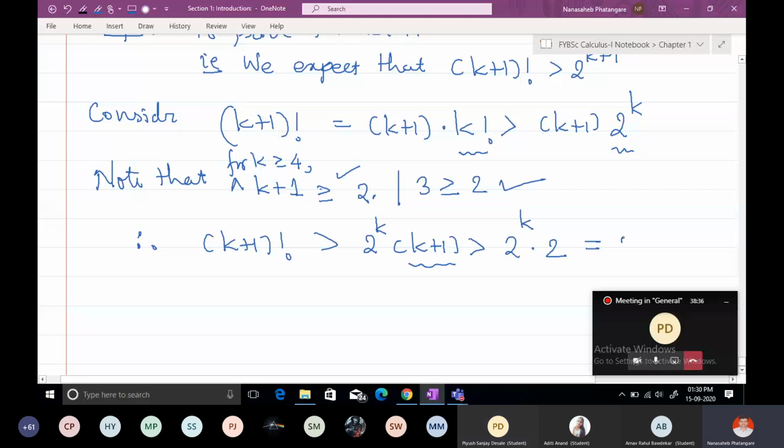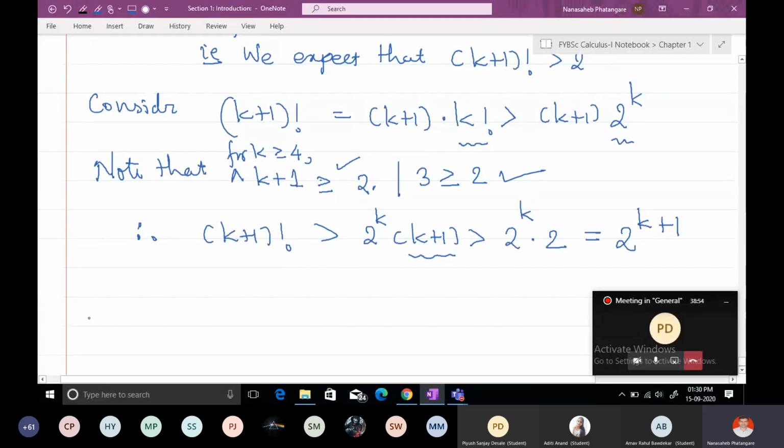Yes, sir. And therefore, what is 2 raised to k times 2? It is 2 raised to k plus 1. This is what we were expecting. We started with k plus 1 factorial, and ultimately we reached 2 raised to k plus 1, and this amount is bigger. Is it clear now? Any doubt in this? Thus, k plus 1 factorial is greater than 2 raised to k plus 1.